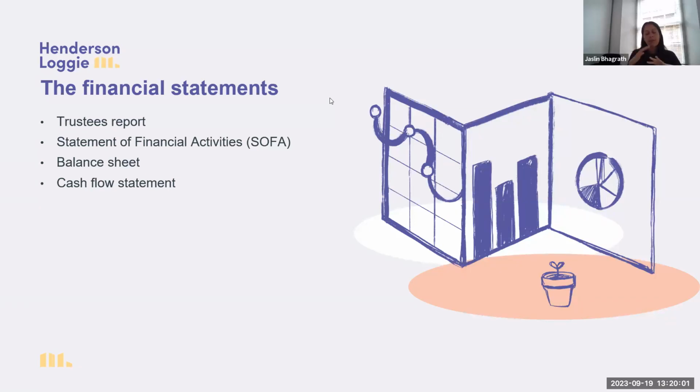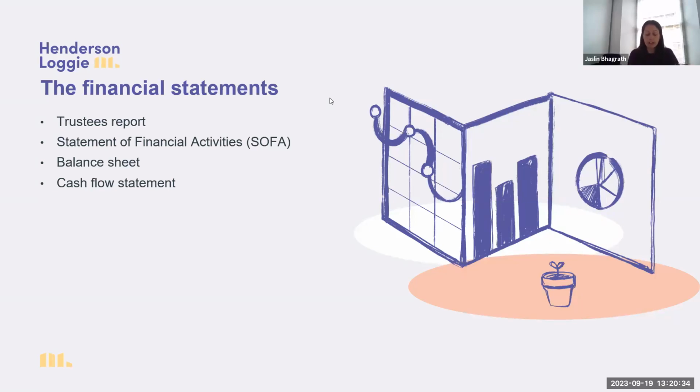So I'm just going to touch on the main financial statements that you expect to see in a set of accounts. The first one is the trustees report, and I'm going to spend a bit more time talking about that later, because the trustees report is very important, and it really is a chance to tell the story of the charity in terms of the objectives and what's happened during the year, the achievements, and what the charity has been doing.